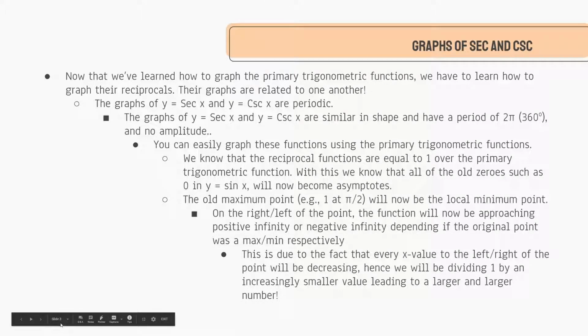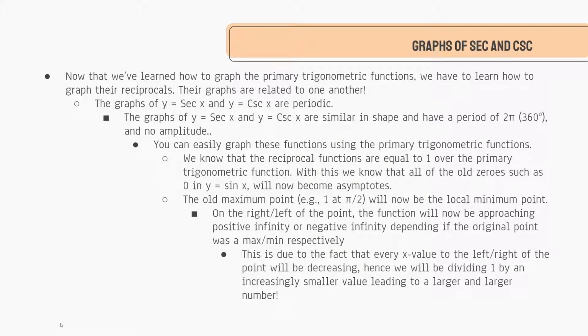That might come as a bit of a surprise since the sine and cosine graphs did have an amplitude. However, don't worry about it, we'll discuss why this is the case. At first, you can easily graph these functions by using their respective primary trigonometric functions. We know that the reciprocal functions are equal to 1 over the primary trigonometric function that we're working with. So secant of x is equal to 1 over cos of x.